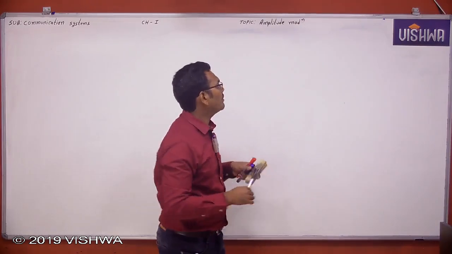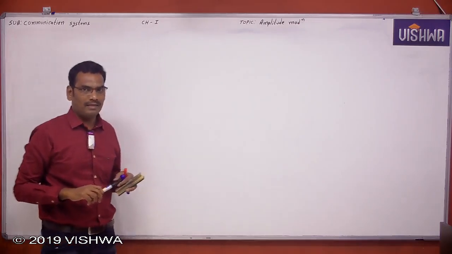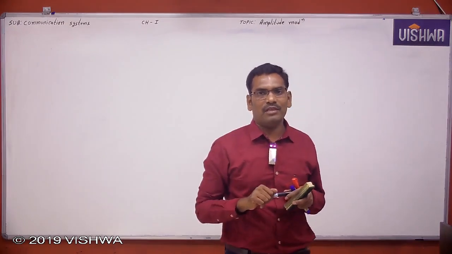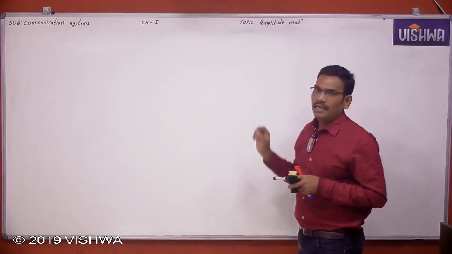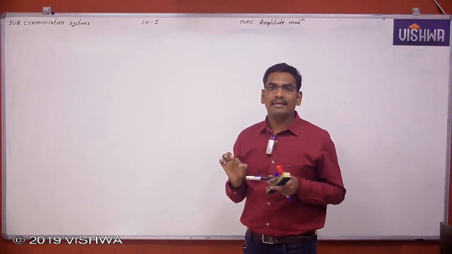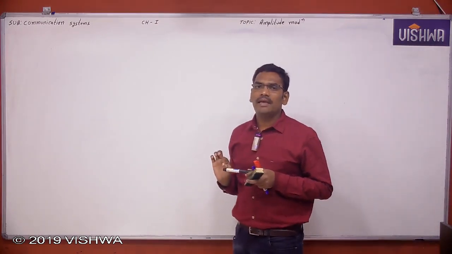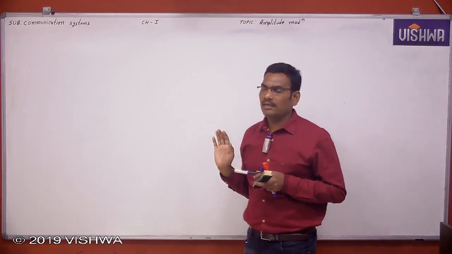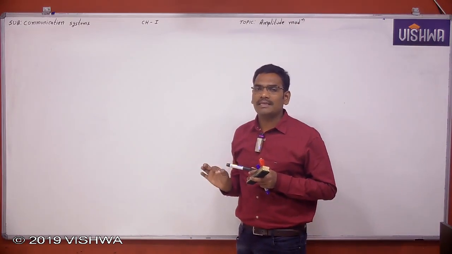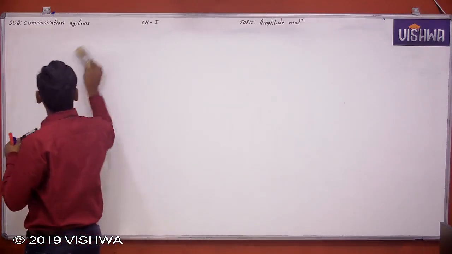Now we'll start with the first analog modulation technique, which is nothing but amplitude modulation. Now you tell me the definition of amplitude modulation. Amplitude modulation is nothing but the amplitude of the carrier being varied. The peak amplitude of the carrier is varied in accordance with the amplitude of the message signal. That is called amplitude modulation. Now see here.